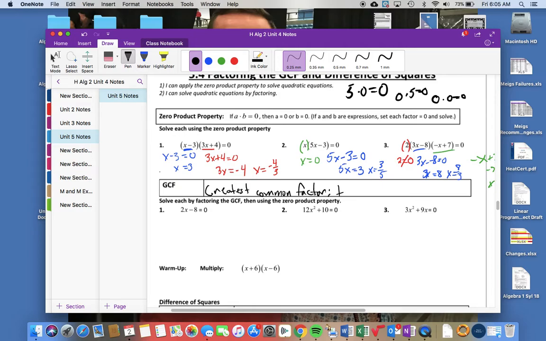It is the largest quantity that can be divided in an expression.